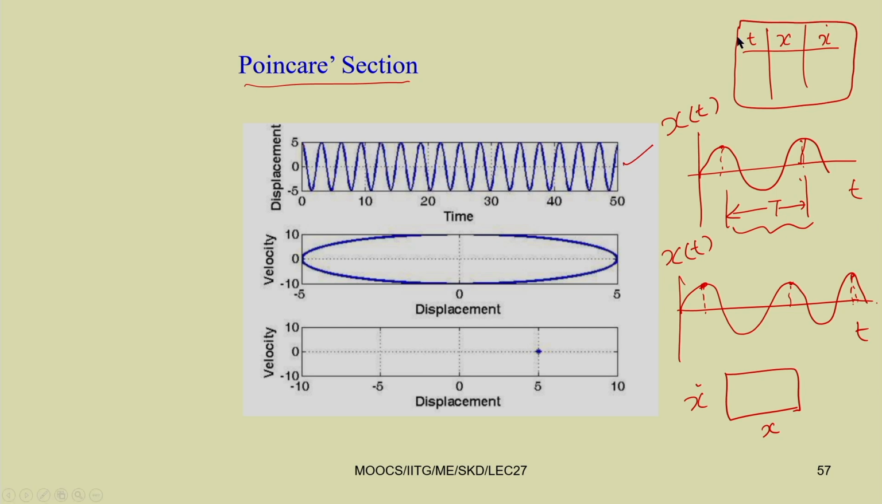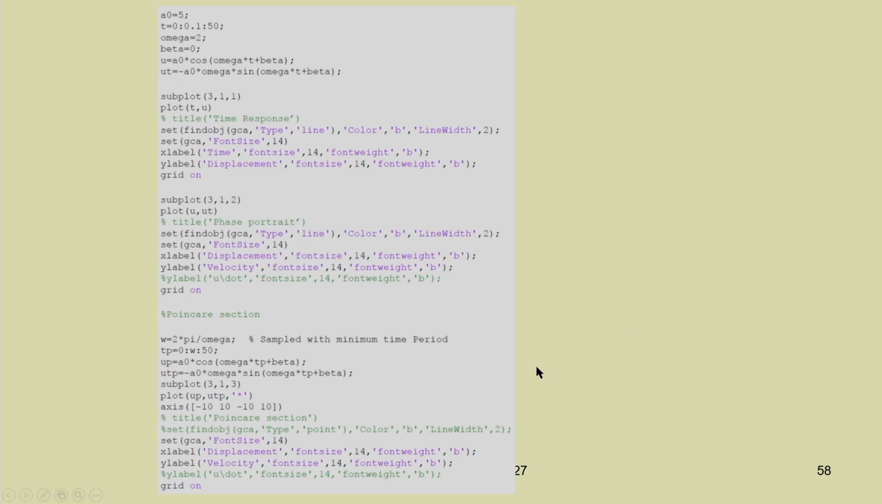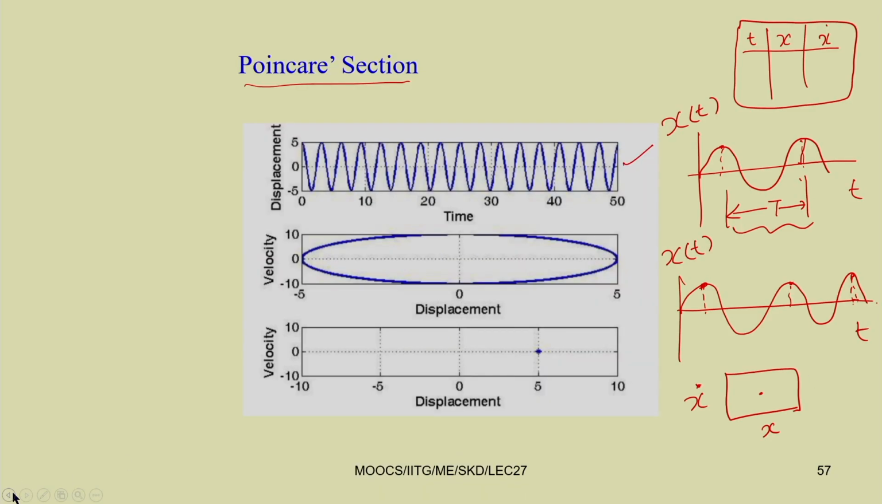Instead of storing these 3000 points, you just plot only x versus x dot, and everywhere you are getting the same single point. So, for a periodic response you get a single point. This is the Poincare section of this time response or the phase portrait.